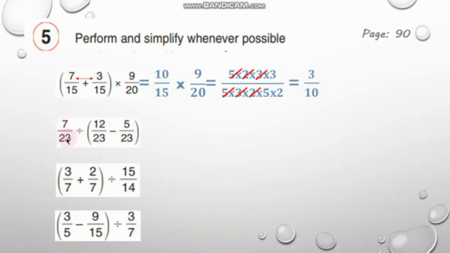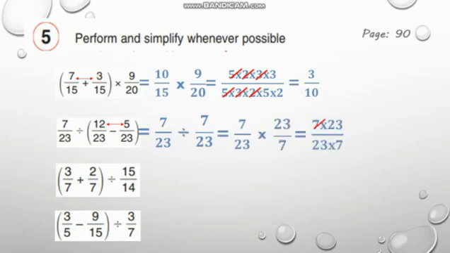Now I have 7 over 23 divided by 12 over 23 minus 5 over 23. What should I do? I start with the parentheses. So I write 7 over 23 divided by 7 over 23 because 12 minus 5 is 7. So 7 over 23 times 23 over 7 is 1. I can simplify by 7 and by 23.